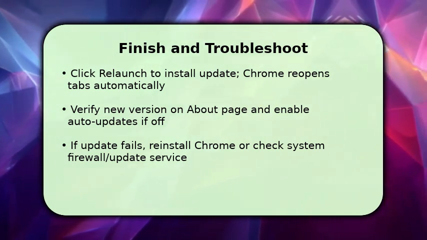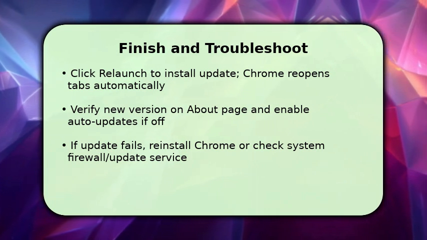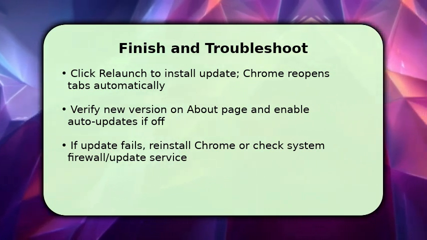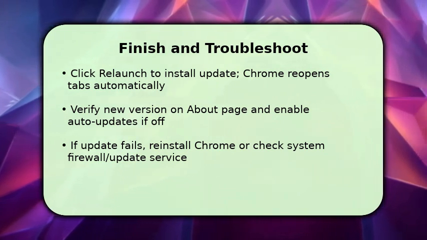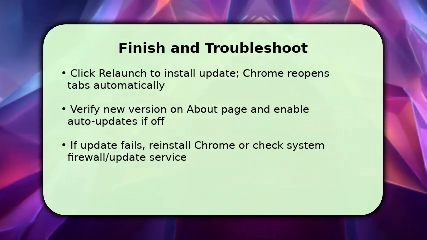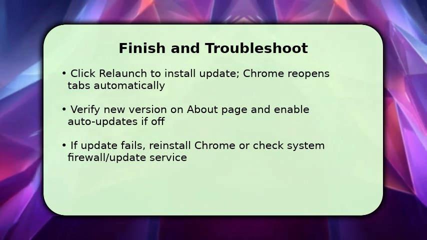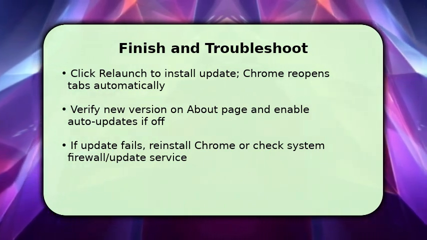If something goes wrong, try one key troubleshooting tip. Reinstall Chrome using the latest installer. This often replaces any corrupted update components. If that fails, check Firewall or Enterprise Update Services that might be blocking Chrome's updater.